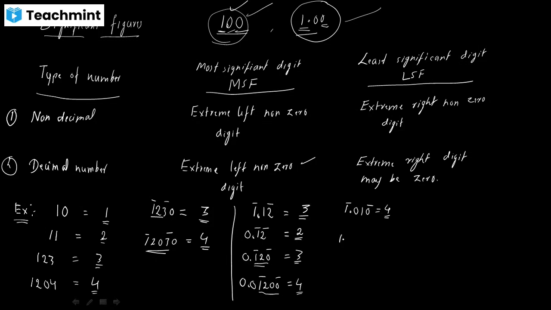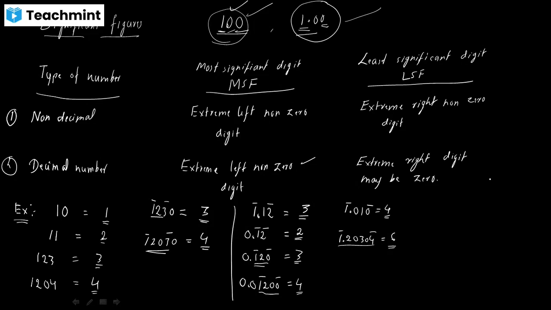Similarly, one more I will take. 1.20304. Now tell me, in this number, what is the extreme left non-zero? 1. Extreme right digit may be 0, but it is not 0. It's 4. Now how many significant figures are there in this? 6.